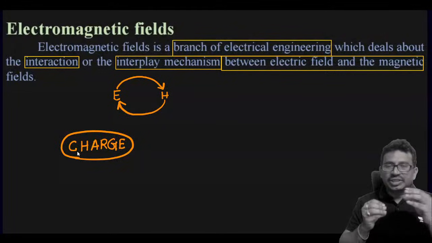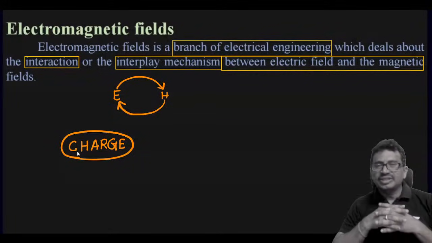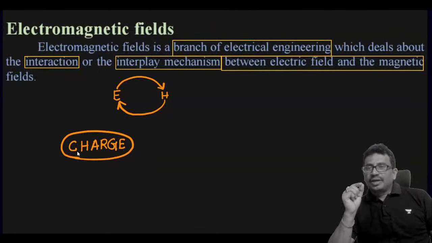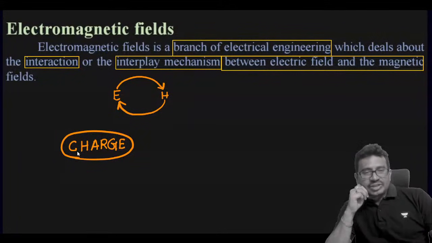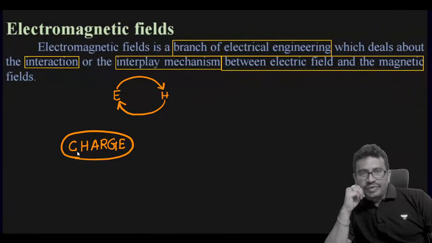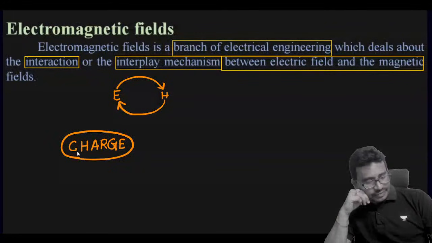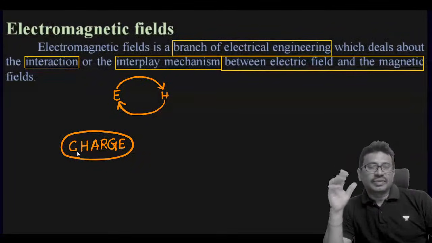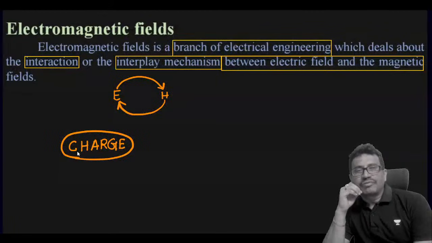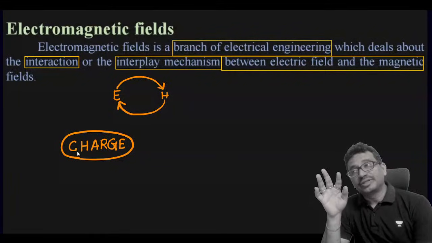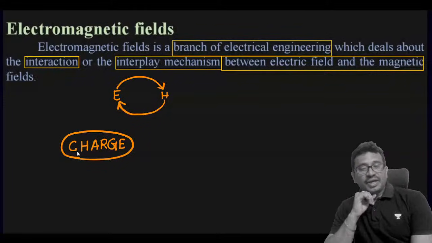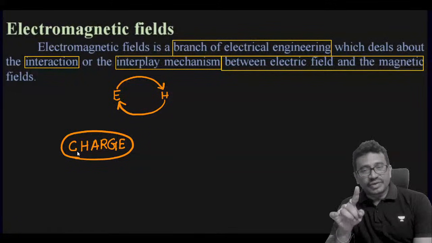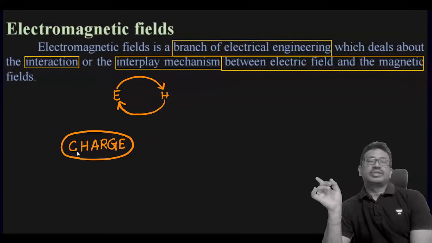When the charges are at rest, stationary, in that case we have only electric fields. When the charges are moving with a uniform velocity, in that case we have a magnetic field. When the charges are moving with non-uniform velocity, in that case we have an electric field, and along with it we have a magnetic field also.